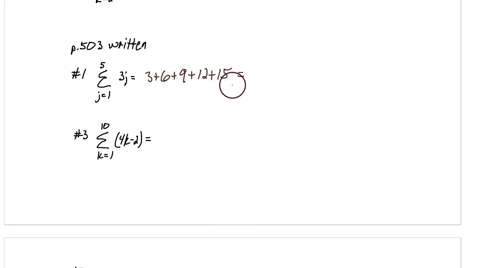Then actually add the terms together. So 3 plus 6 is 9, 9 plus 9 is 18, 18 and 12 is 30, and then plus 15 is 45.